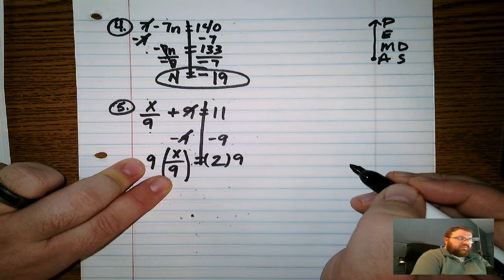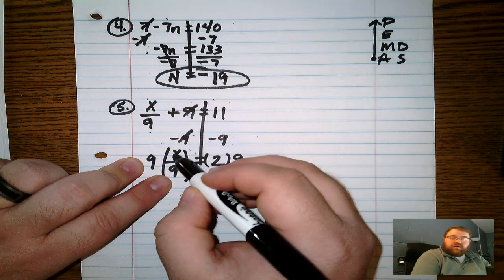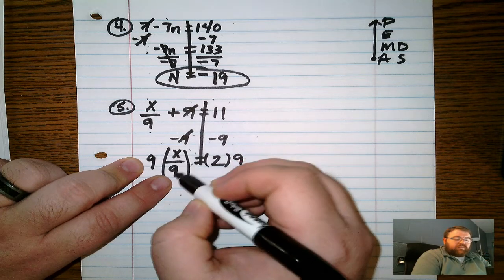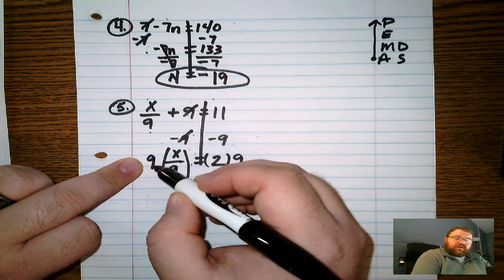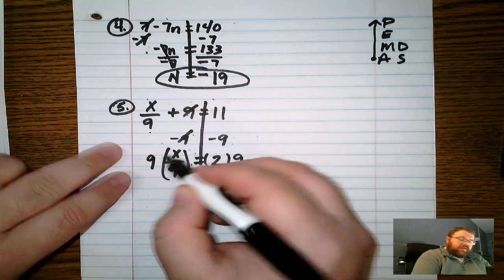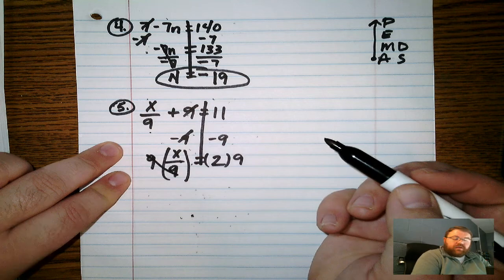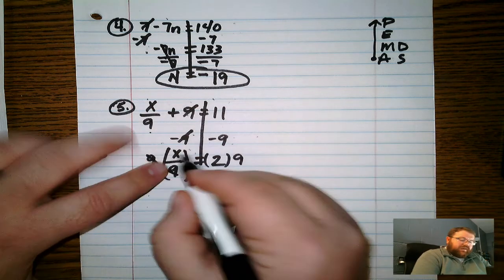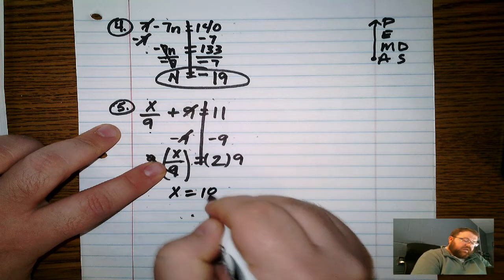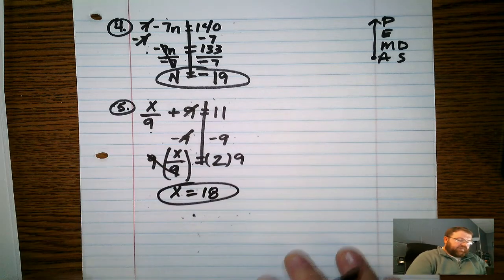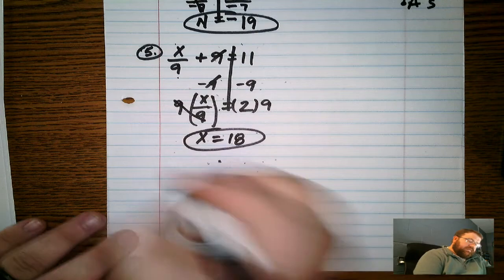These 9s cancel because whatever number I start with, if I divide that number by 9 and then turn around and multiply that number by 9, I'm going to end up at the same place. So these two cancel each other. Leaves me with x equals 2 times 9, which is 18. Number 6.